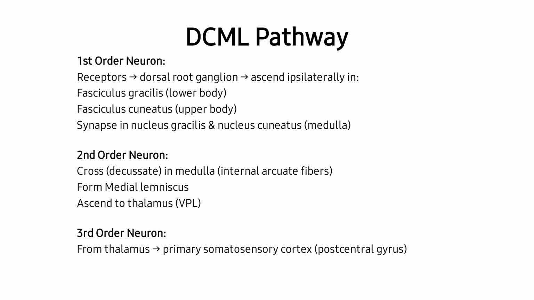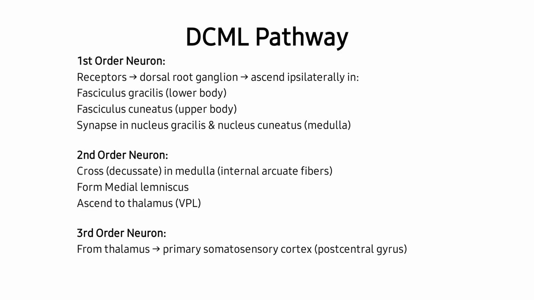From the medial lemniscus, they ascend to where? To the relay center, which is what? The thalamus, specifically the VPL. Okay, then from there we have the third order neuron, which moves from the thalamus to the primary somatosensory cortex.